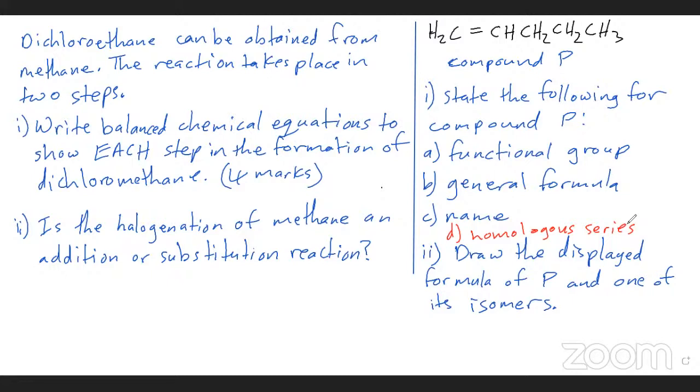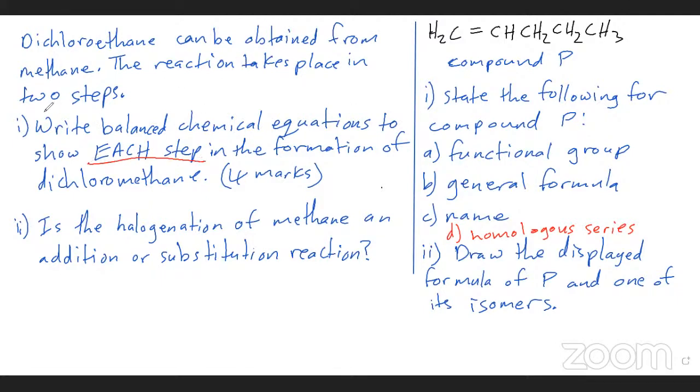All right, let's begin. It says dichloroethane can be formed. This is from January 2018. Dichloroethane can be obtained from methane. The reaction takes place in two steps. Write balanced chemical equations to show each step.